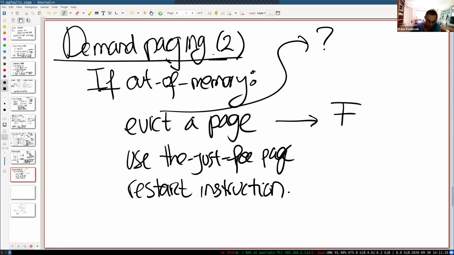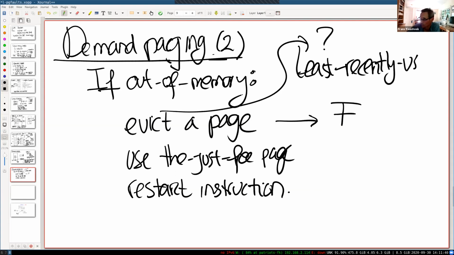Which one to choose? So what are some candidates? What would be a reasonable policy for choosing a page to evict? Least recently used. Yeah, this is the most commonly used strategy, least recently used, or LRU. That is the page that's typically thrown out.